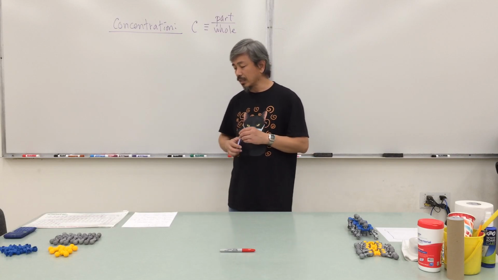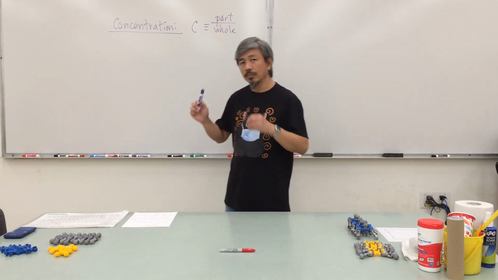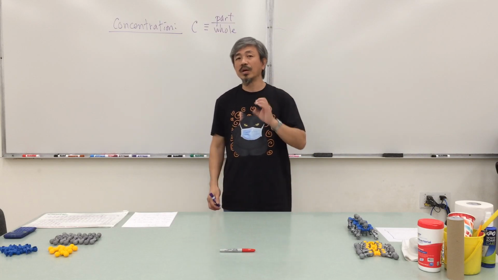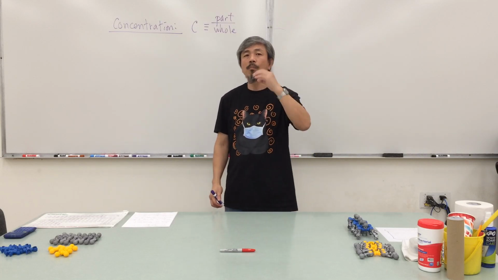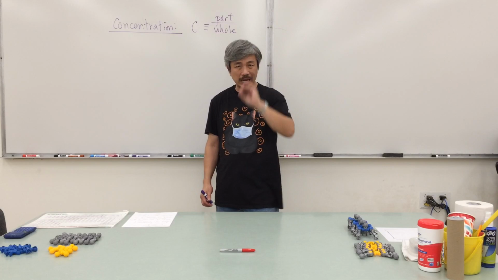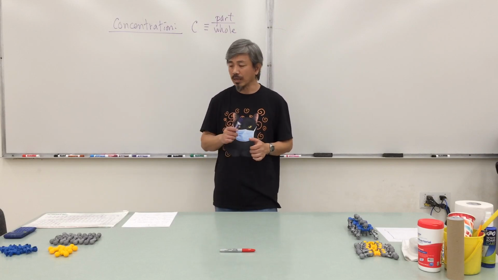The thing you have to keep in mind is that in both of those types of calculations, for both the mass percentage and the volume percentage, top and bottom, the part and the whole must be in the same unit. So the units have to cancel out in order for you to have a dimensionless percentage number. So keep that in mind.